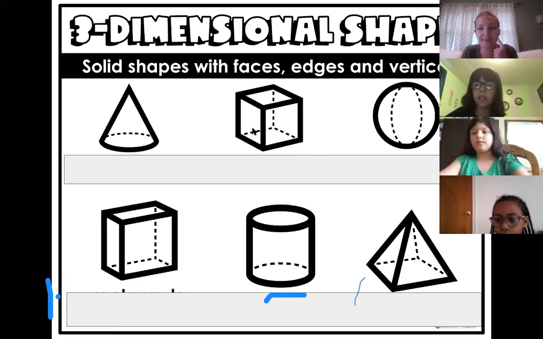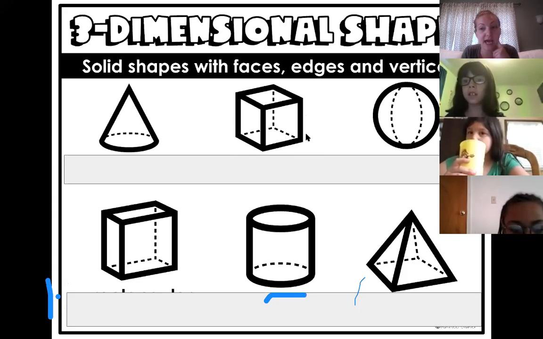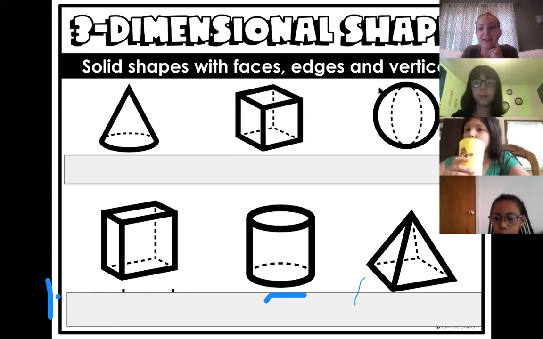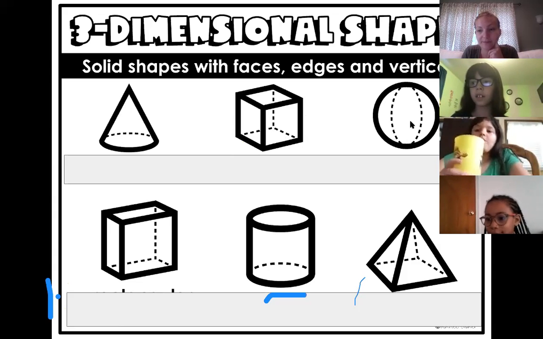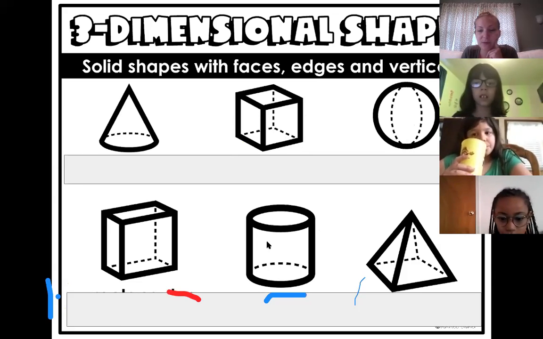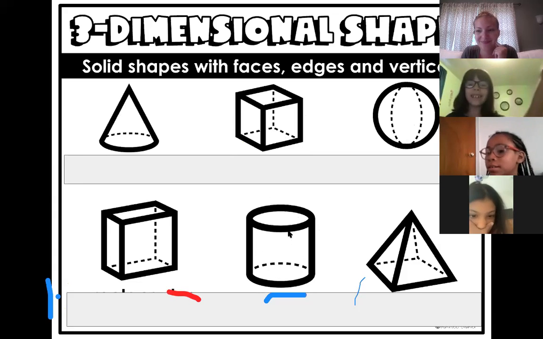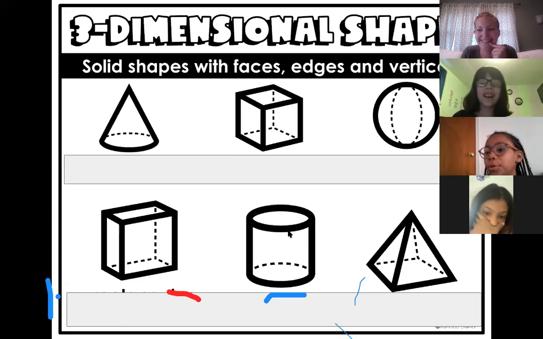Cone. How about this one? Cube. It has faces that look like squares, but it's solid, so it's a cube. Okay, great. This one? Sphere. Somebody remembers that from first grade. And this one down here in the middle is a tube.